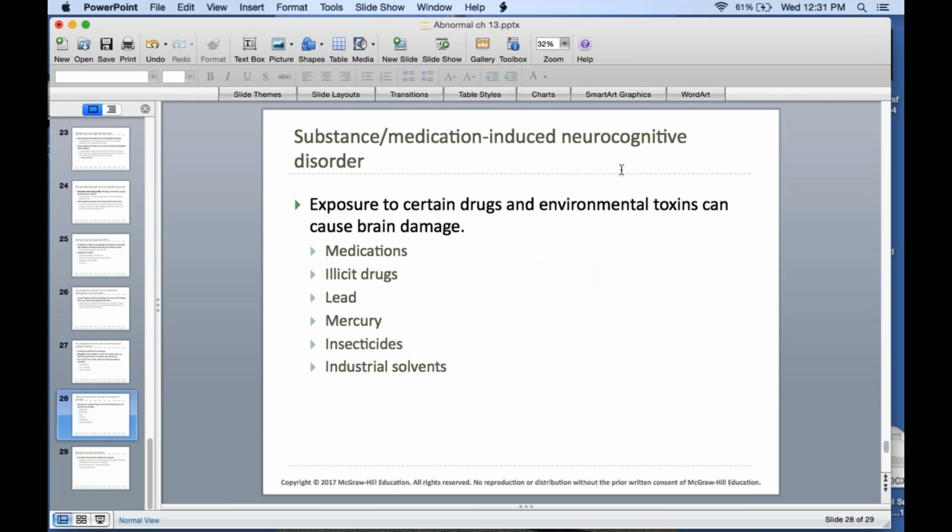Substance medication-induced neurocognitive disorders. This is the exposure of certain drugs or environmental toxins that can cause brain damage. The environmental toxins piece is why it is so essentially important that we do have laws and restrictions in place to make sure that businesses are protecting humans from lead, mercury, pesticides, things like that. We on our own need to be careful, don't lick the walls. You probably don't have lead paint, but just don't lick walls.